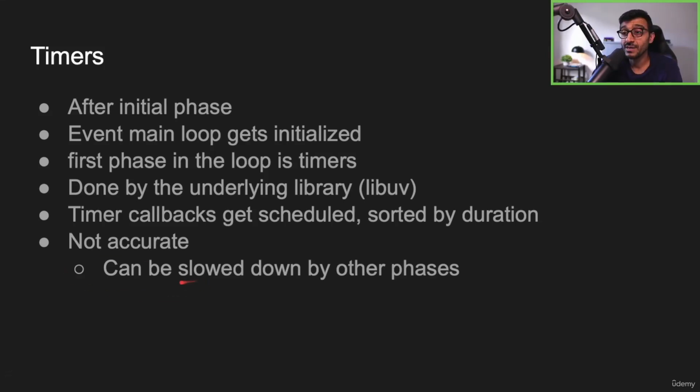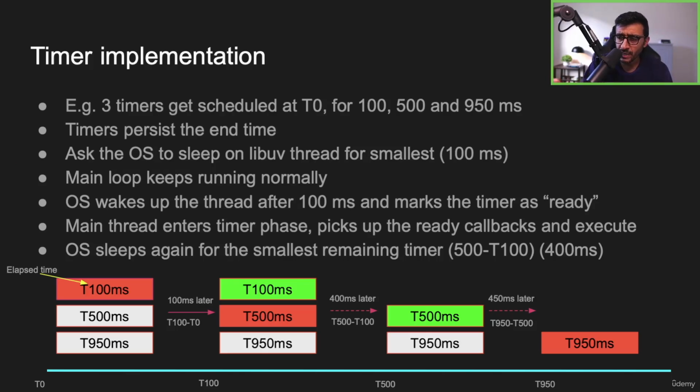But yeah, as we said, it's not accurate. It can be slowed down by the operating system itself, but it can also be slowed down by other phases, like we saw with the initial phase, right? It slowed down our timers. I said, hey, execute this after 1 millisecond, but it executed after 5 seconds. So I tried my best to explain this with a diagram, but hopefully I nail it. Let me know if this makes sense.